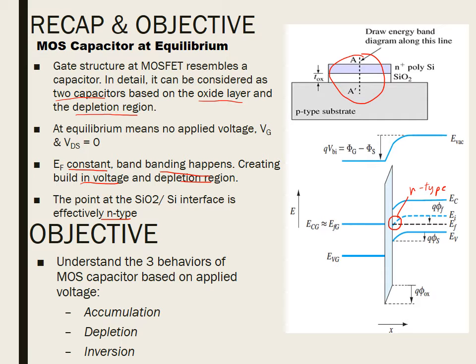The objective of our lesson today is to discuss the three behaviors of the MOS capacitor under applied bias at the gate. The three behaviors are accumulation, depletion, and inversion.